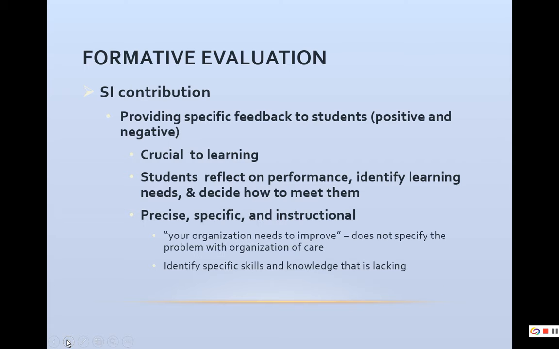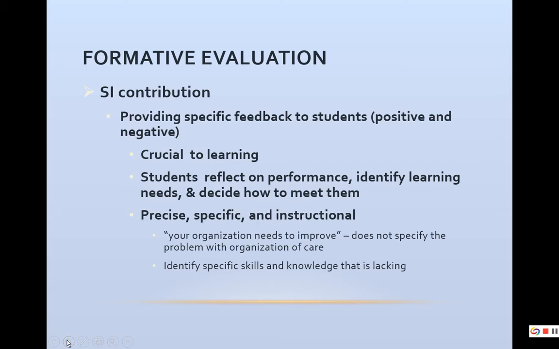So the contribution from your end then is to provide specific feedback to the students, and once again that will include both positive and negative. But the negative will be phrased, as you know, in such a way that it's acceptable and it carries meaning to the student. And this contribution is essential to learning, and it's helpful if you can include the student and say, this is how I saw it. How did you see your performance? And then you can go from there.